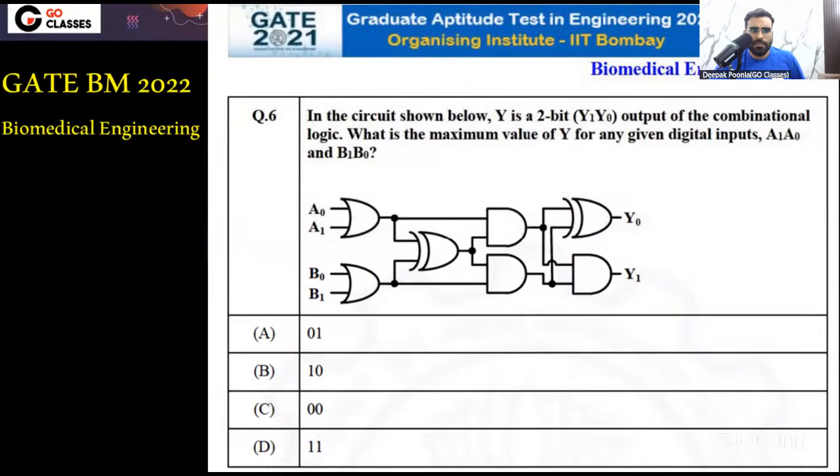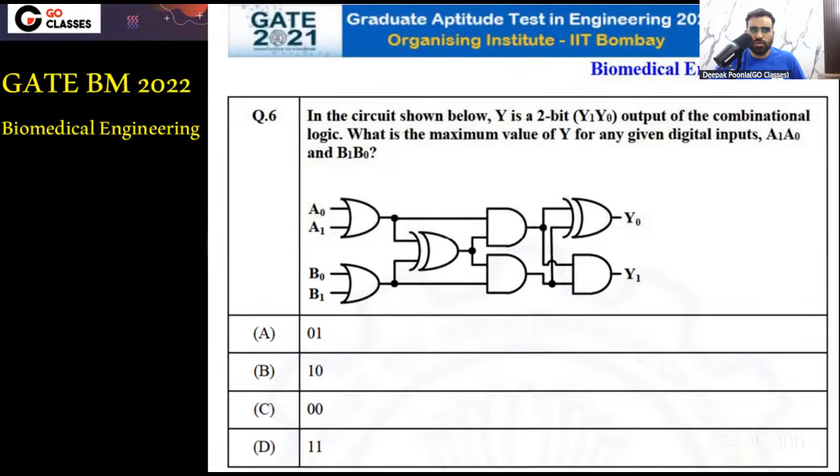Let's solve the GATE BM Biomedical 2022 question. This is a brilliant question. We can solve this question using multiple methods, at least 3 methods. In the circuit shown below, Y is a 2-bit output, Y1, Y0. Remember, Y1 is the most significant bit and Y0 is the least significant bit. So Y is a 2-bit output of the combinational logic. What is the maximum value of Y for any given digital inputs A1, A0, B1, B0?